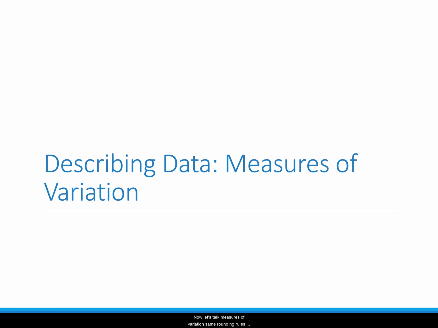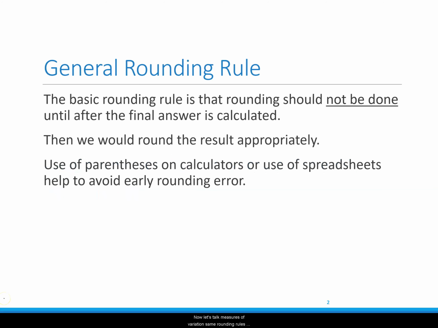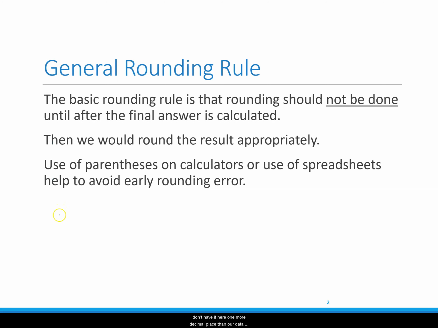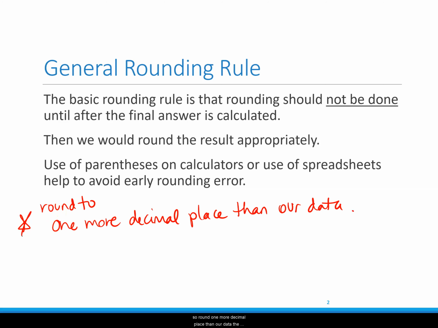Now let's talk measures of variation. Same rounding rule as before. Don't round until the end. Use parentheses on calculators or use spreadsheets to help avoid those early rounding errors. And even though I don't have it here, one more decimal place than our data. So round one more decimal place than our data.